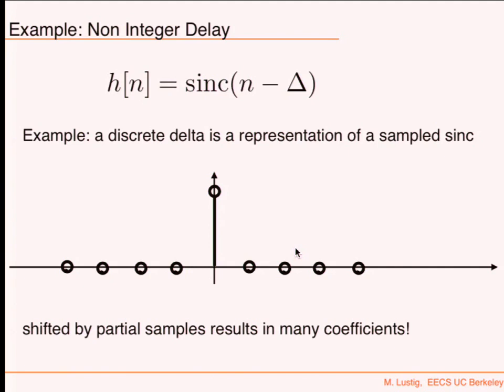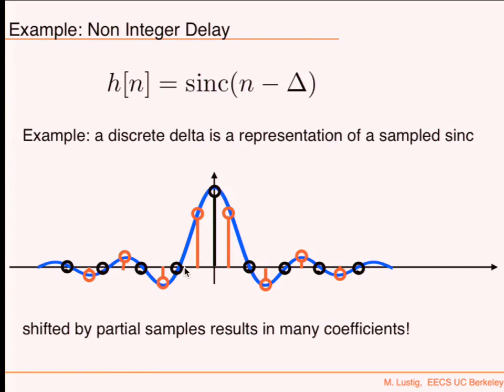But a sinc function I can. So this is what it is. And whenever I have a certain delta, this is basically just a zero crossing. But if I have a certain delta, what I'm doing effectively is evaluating this sinc function at different points. So now, if I shift by half, I'm going to get a lot of coefficients.